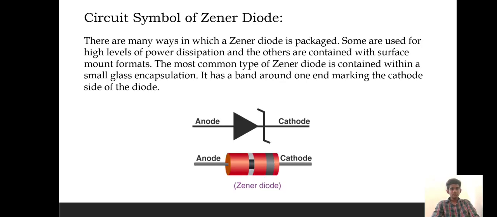Circuit symbol of Zener diode. There are many ways in which a Zener diode is packaged. Some are used for high levels of power dissipation and the others are contained in surface mount formats. The most common type of Zener diode is contained in a small glass encapsulation. It has a band around one end marking the cathode side of the diode. Here we see the Zener diode.